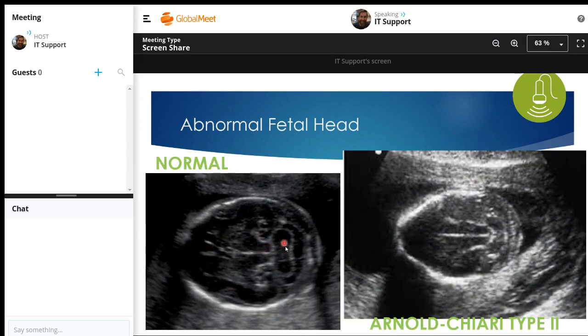So we have a normal head here, nice round cranium, nice cerebellum, and then we have Arnold-Chiari type 2. So we have that pointed frontal skull here with the indents on either side, making it look like a lemon. And then the cerebellum, banana sign here, the cisterna magna is obliterated. So obviously abnormal.